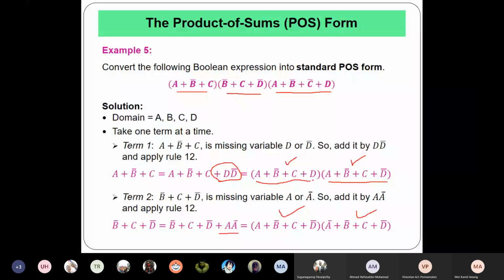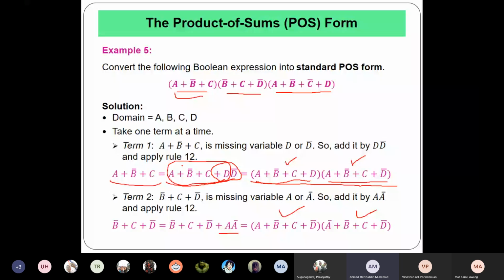Tak perlu kembang. You want to convert into a product of sum. From here, you use rule 8. What is rule 8? You add with the D dot D bar. And D dot D bar, if you have this form, you can apply rule 12 to write in this form. Rule 12. So basically you have this one term and another term is this term.